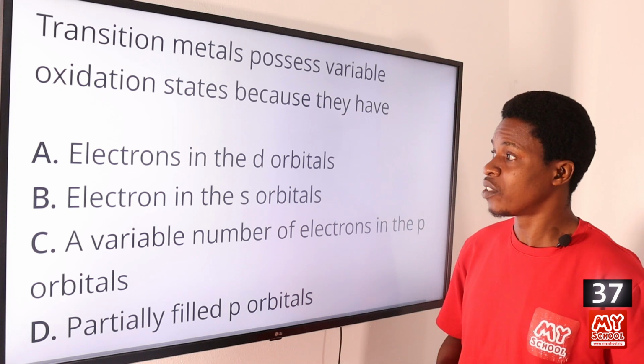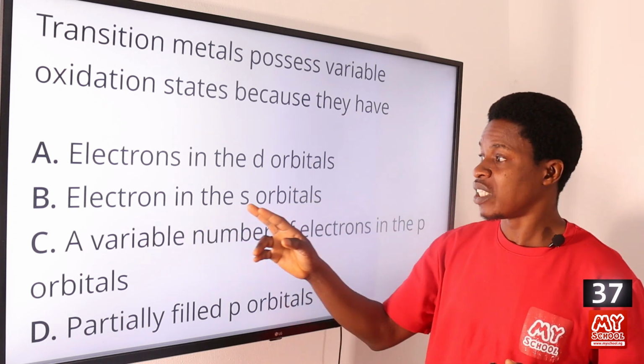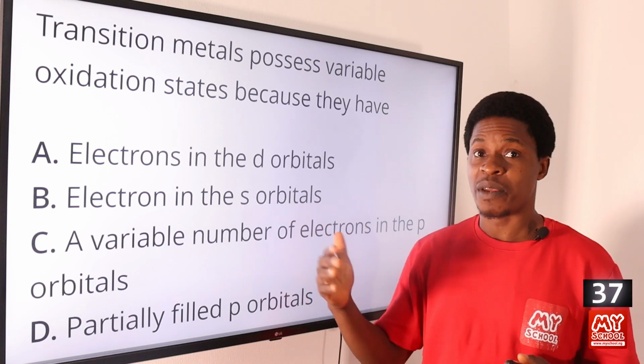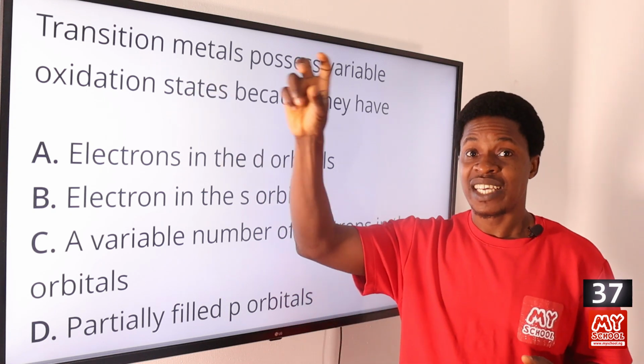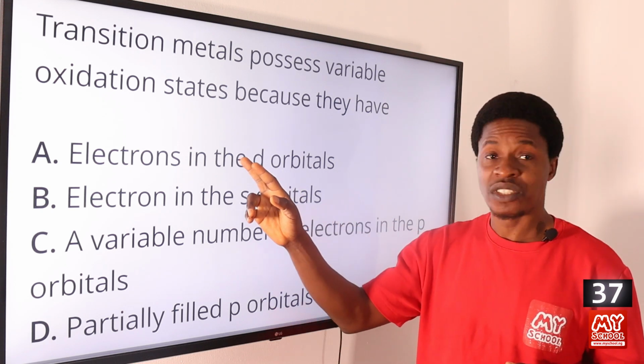Option A says electrons in the d orbitals. Of course, that is it. So let's look at option B, which says electrons in the s orbitals. That does not impact that. If you know what transition metals are, they have partially filled d orbitals, electrons in their d orbitals, which is option A.